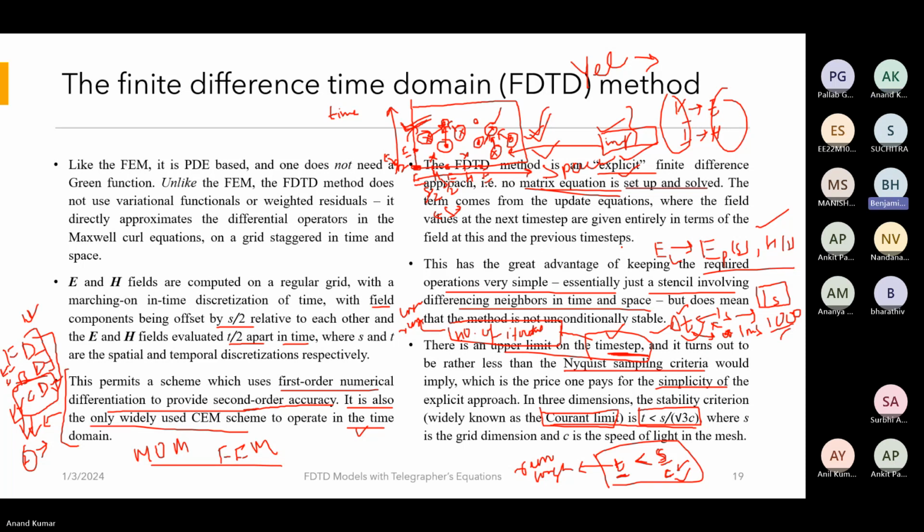Yes, thanks, Prof. Can you please just explain the difference between the one on the Courant limit of t less than s divided by root 3c versus the t less than s divided by c? I just didn't get what's the difference of those two cases. Yeah. Okay, I'll do that.